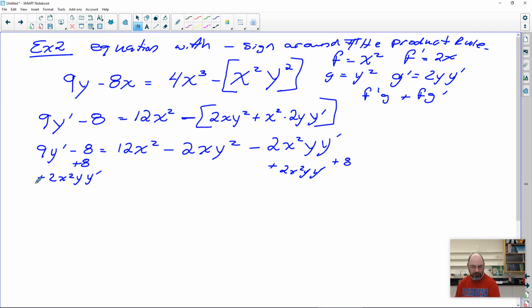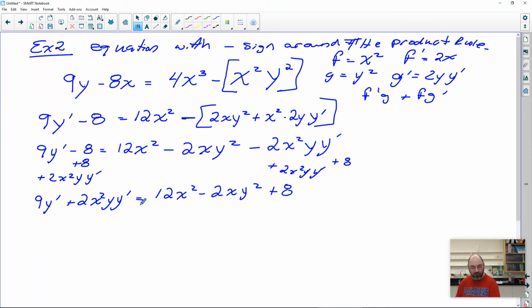You don't have to write out what you're doing. I just do when I'm explaining it, so you know if you look back in notes. So here we've got 9y prime plus 2x squared y prime. Okay, and then we've got, get rid of that 8, equals 12x squared minus 2x y squared. This is gone now, but we have that 8 in there, plus 8.